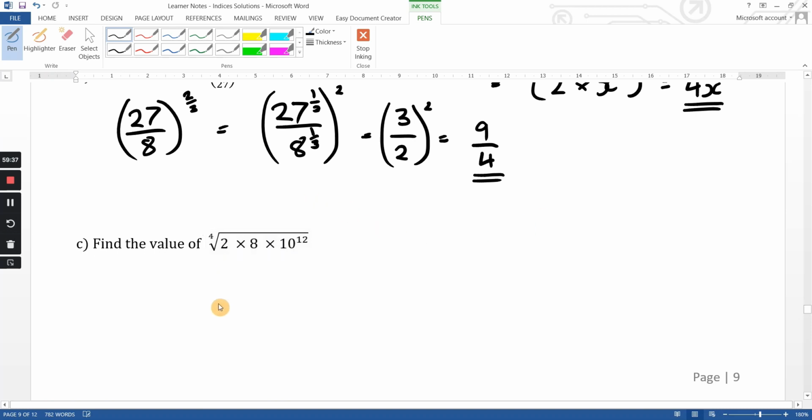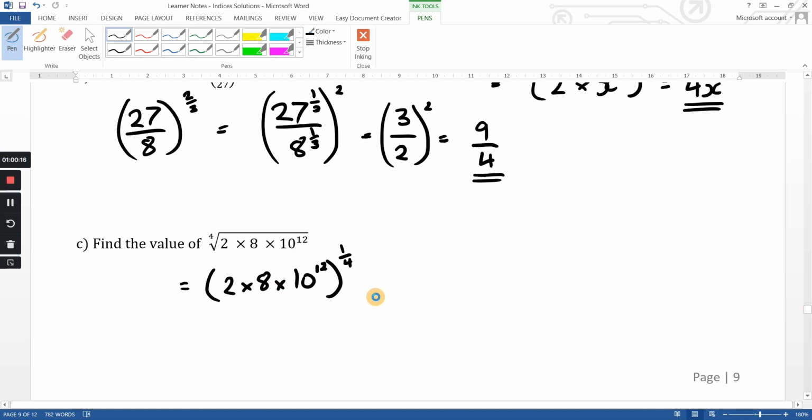Part C, find the value of all of this. I've got a 4th root. Don't usually see it like this, do we? We normally see them as a fractional power. So, in fact, that's what I'm going to do. I'm going to rewrite this as, let's put it in brackets, all of that to the power quarter. Yeah, that's the same as that, isn't it?